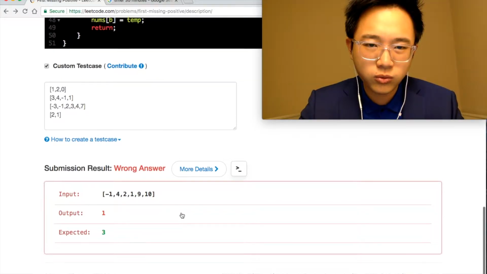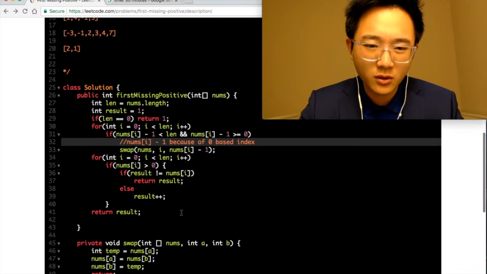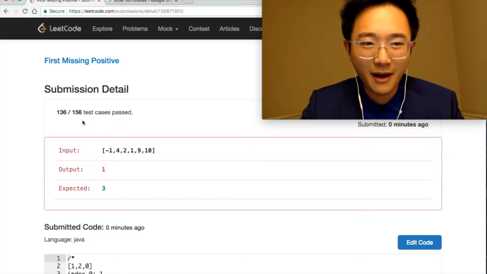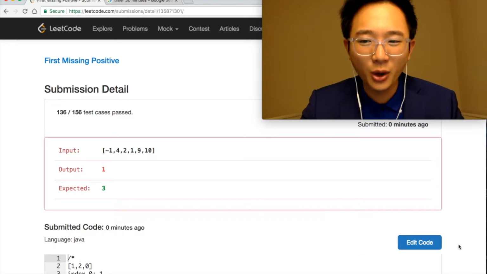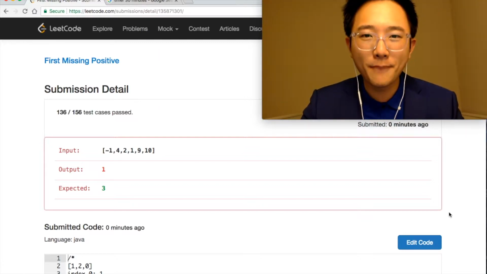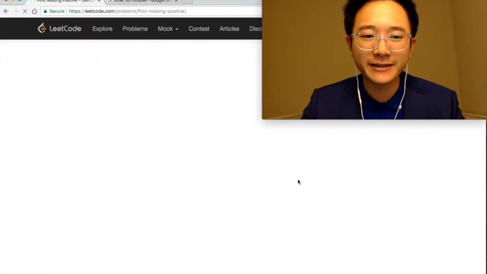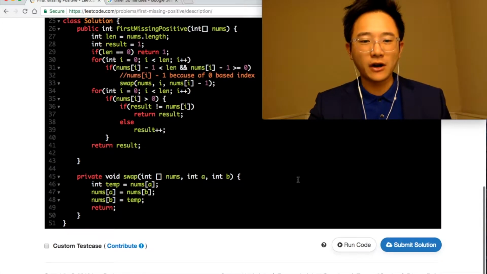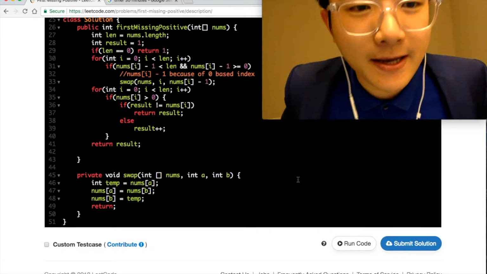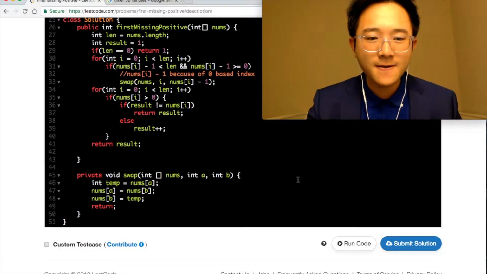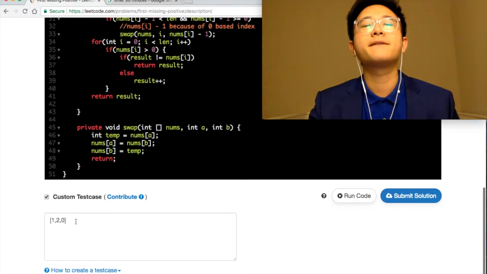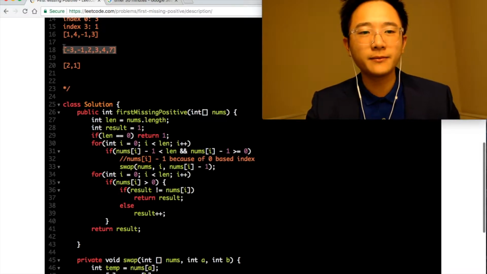So, let me see. Well, I passed 136 out of 156 test cases, but just these 20 test cases that I didn't pass. Okay, you know what? It's on. I'm going to get it done. Come on. Wait, I lost all my test cases. Alright, never mind.